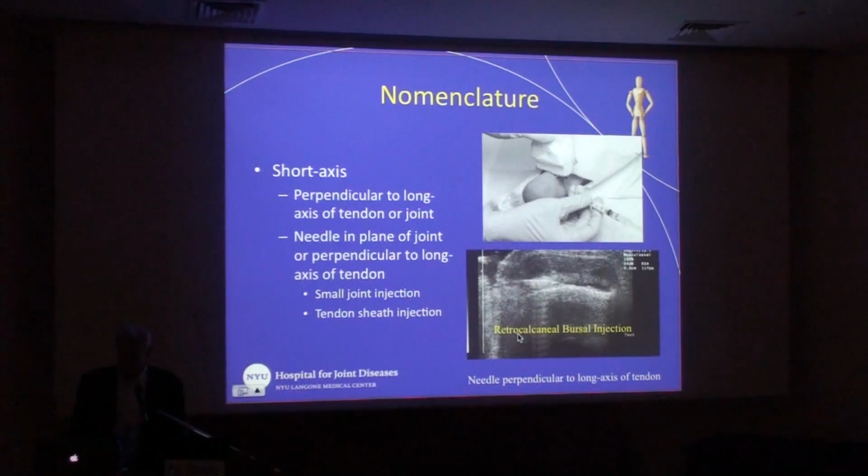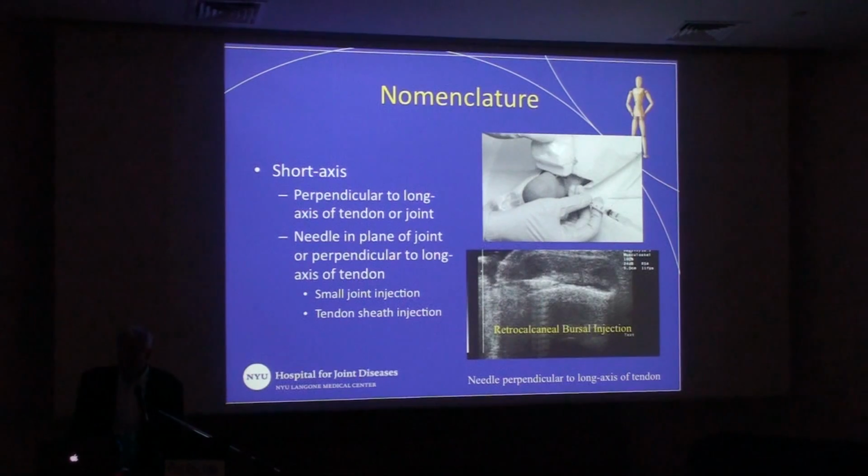Short axis, on the other hand, is just the opposite. I'm going perpendicular to the long axis of the structure. The typical example of that would be doing a retrocalcaneal bursal injection. If you look at this image over here, the Achilles tendon is in this direction, and this is the heel over here. My transducer is placed perpendicular to the long axis of the tendon, and my needle is coming in perpendicular to that. So it's along the short axis of the tendon.